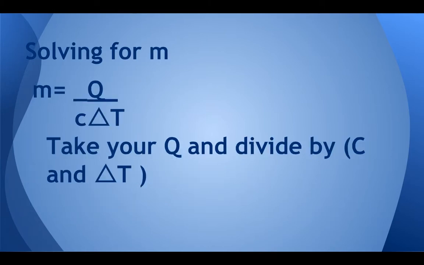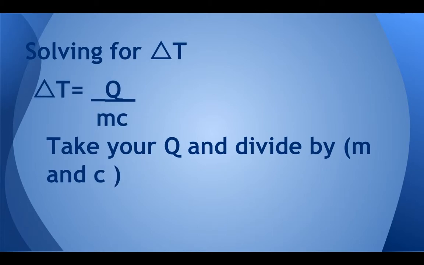If I wanted to solve for m, it's going to be Q over c delta T. So you take that Q, your joules, and you divide by c and delta T combined. Not c times delta T, it's Q divided by that whole quantity. Same thing here for c. Q still on top. I take the mass, multiply it by the change in temperature on the bottom. And if I have the delta T, same idea, Q's on top. This time I divide it by the mass times the constant.